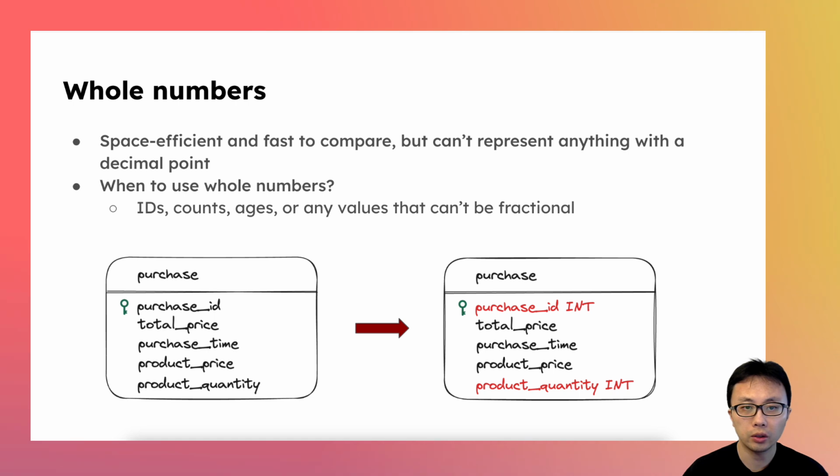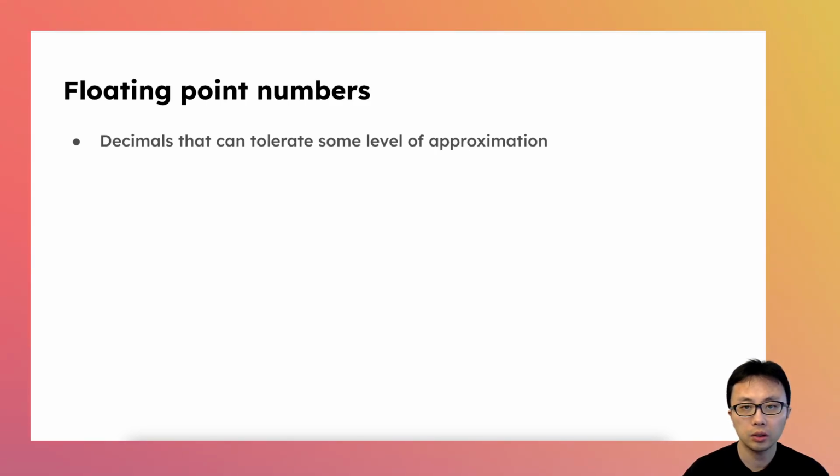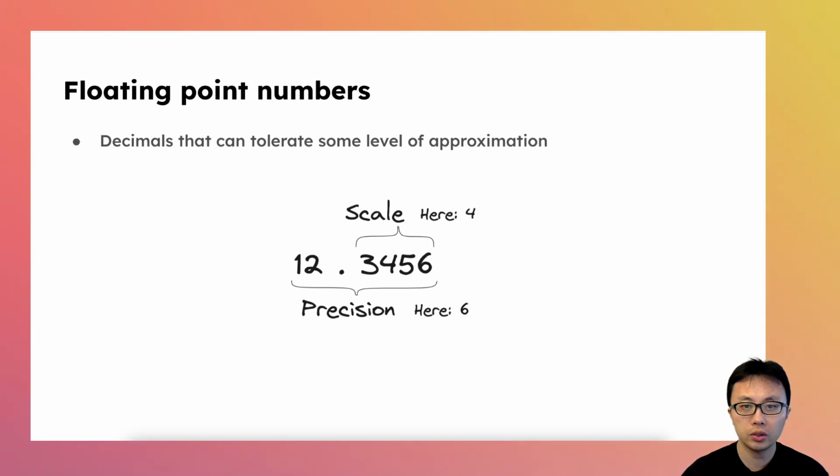Let's move to floating point numbers. So what are floating point numbers? They are decimals that can tolerate some level of approximation. Before we get to discussing what it means by that, we need to be sure that we are on the same page on terms that are used to describe accuracy. Precision and scale. Precision means the number of digits in a decimal. Scale means the number of digits after the decimal point. In combination, the 2 terms, precision and scale, are used to describe how accurate a decimal number is. Now we are on the same page on terms. Let's get back to our discussion.